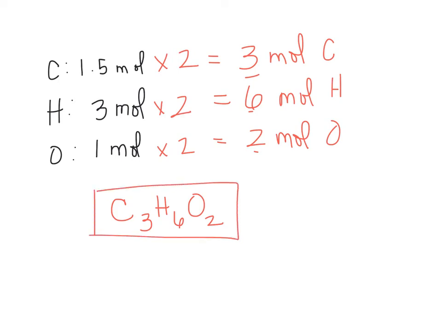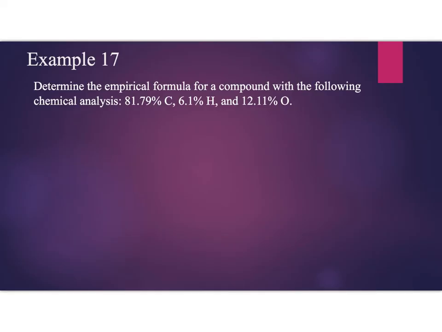And we will do one more example just to make sure it all makes sense. Our last example says to determine the empirical formula for a compound with the following chemical analysis. It tells us that we have 81.79% carbon, 6.1% hydrogen, and 12.11% oxygen. Again, because we're given percentages, we are going to assume that each of these are in grams.